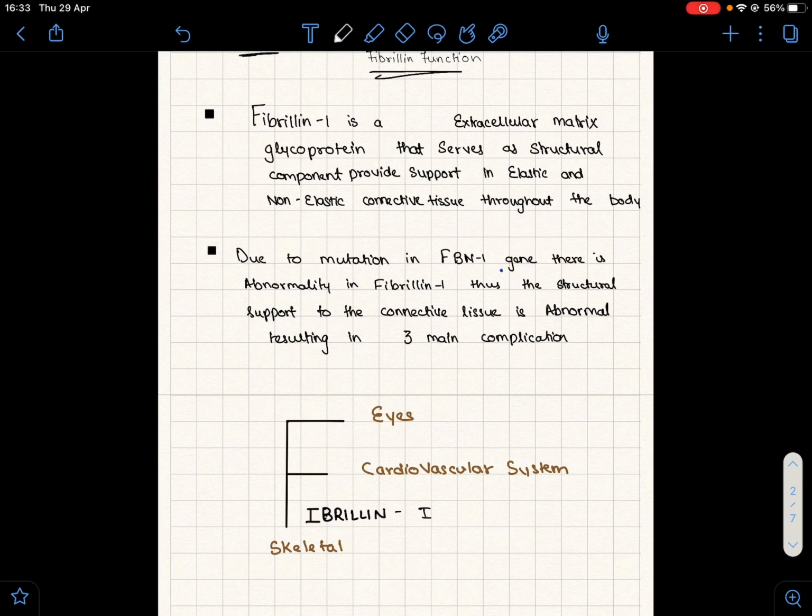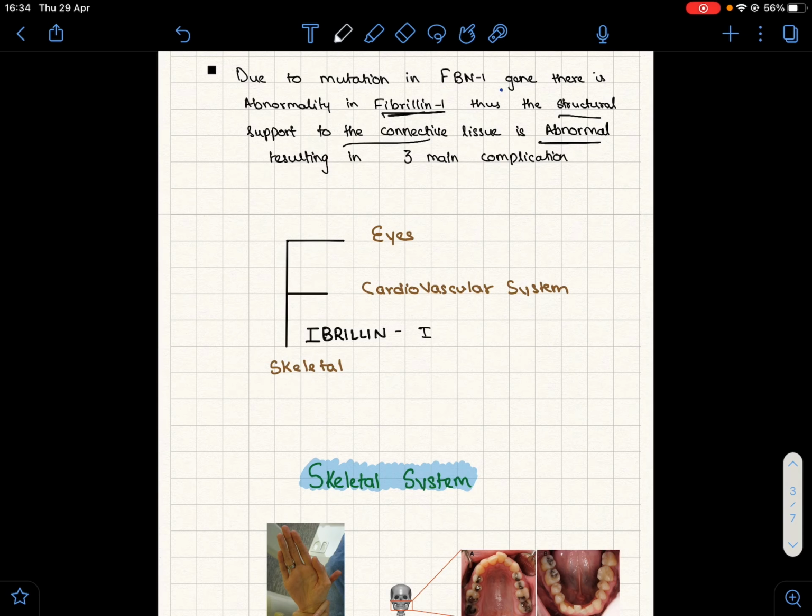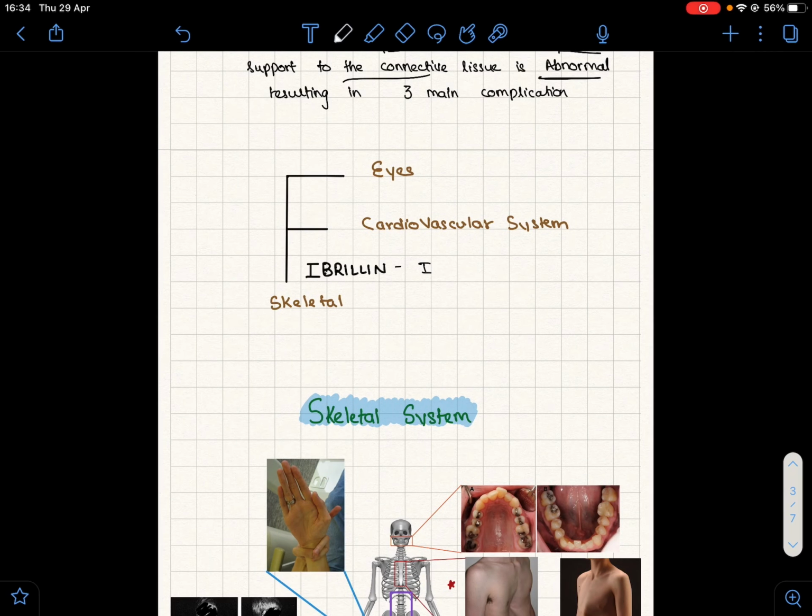So due to the mutation in the FBN1 gene, there is abnormal fibrillin 1. Thus the structural support of the connective tissue is abnormal. This results in mainly three complications. As you can see here, fibrillin causes three complications in the eyes, cardiovascular system and skeletal system.